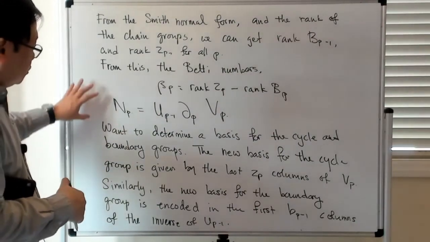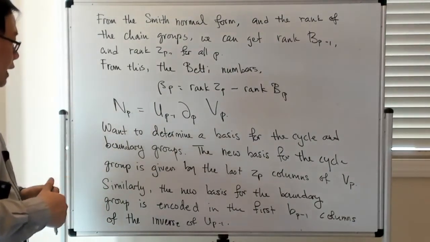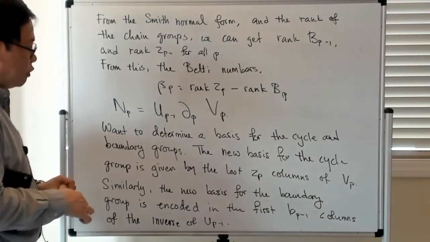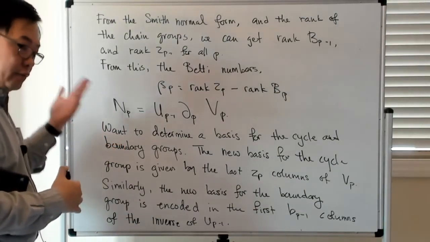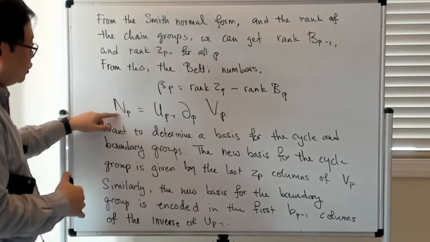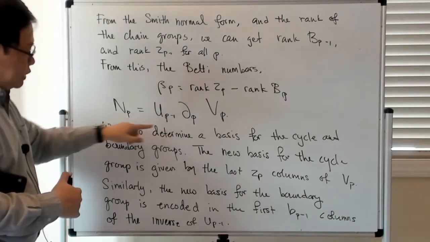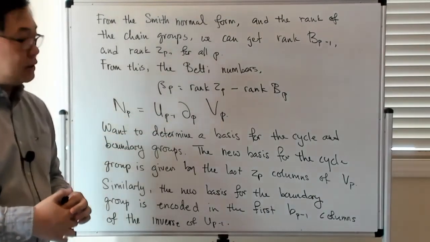All right, so again, this gives you a high-level picture of what the Smith normal form is. And the next thing we'll do is present an algorithm for actually converting this boundary matrix into Smith normal form. Okay, so let me just stop here for now.